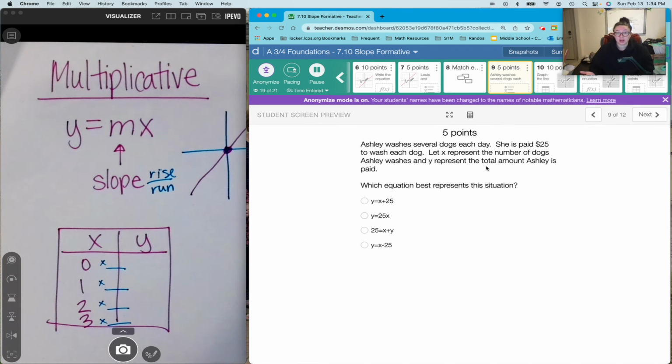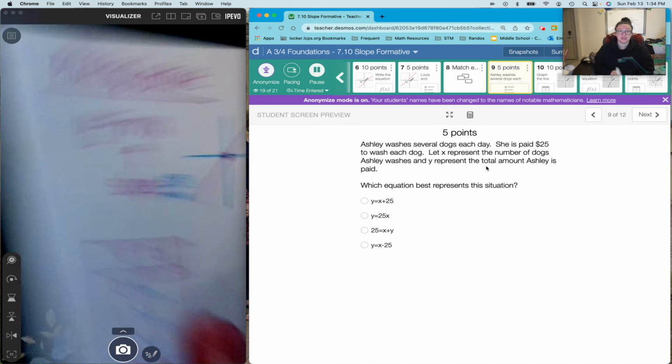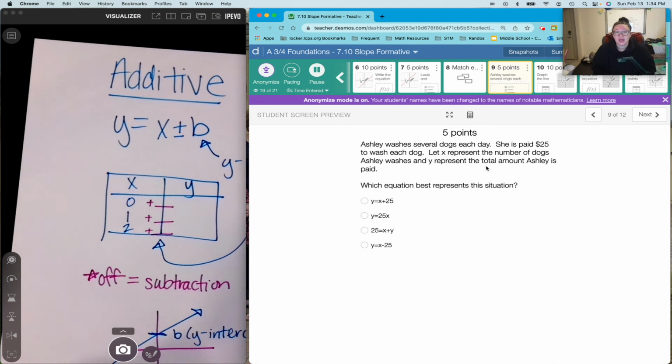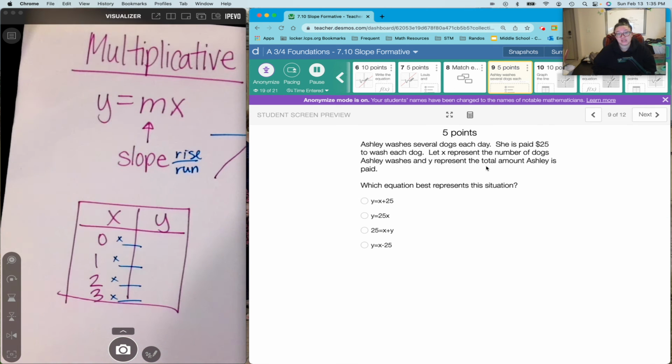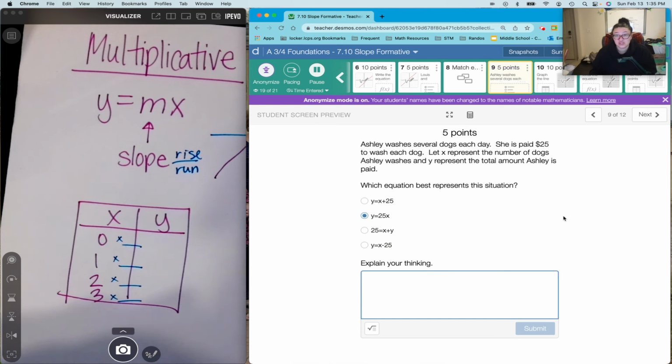Number 9, again, we have a word problem. We have to read to think, is this multiplicative or is this additive? Ashley washes several dogs each day. Several just means many. She is paid $25 to wash each dog. Is each additive or is each multiplicative? Each means multiply. So right off the bat, the first one is wrong. That one is wrong. This is the only one that shows multiplication. Everything else is adding or subtracting.